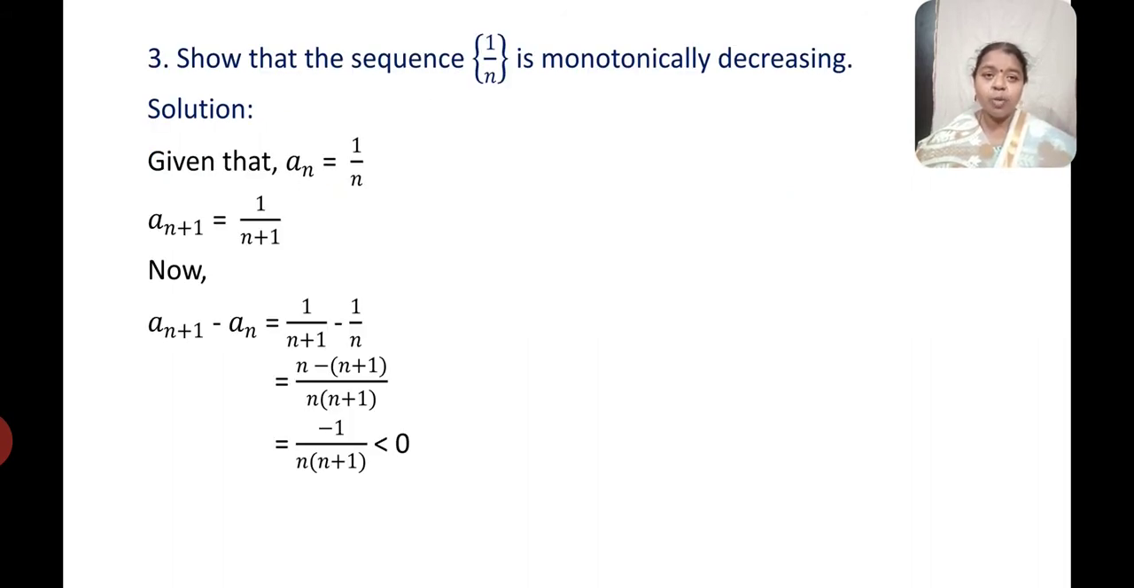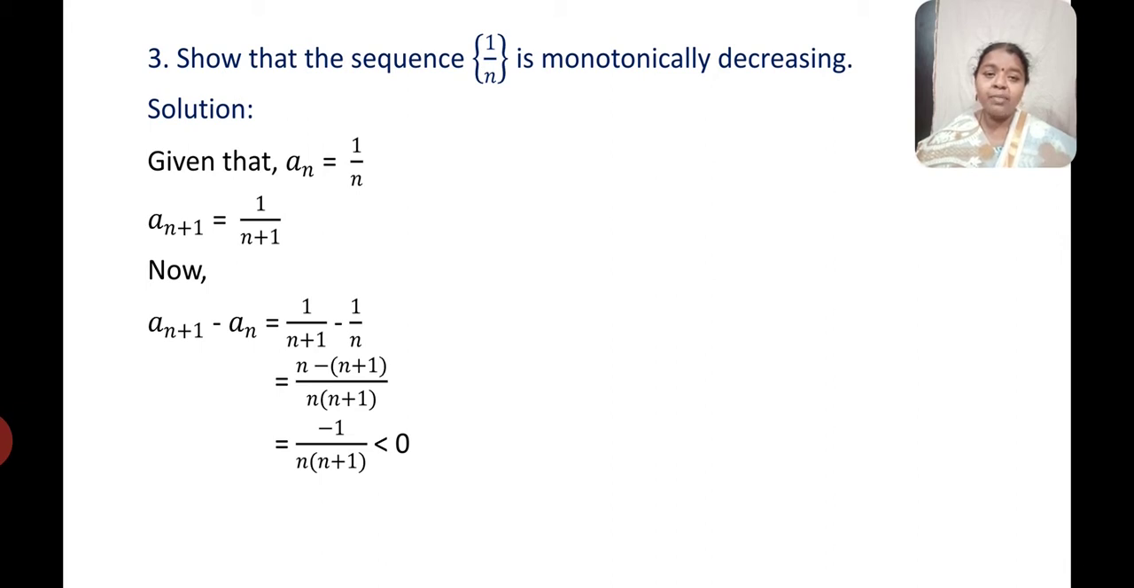The next problem asks us to show that the sequence 1 by n is monotonically decreasing. That is, we have to get a negative value when I find an plus 1 minus an. So let's take the given sequence an as 1 by n. So an plus 1 becomes 1 divided by n plus 1.